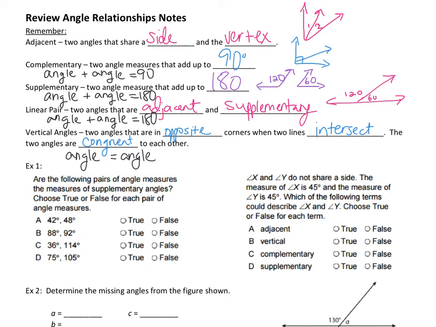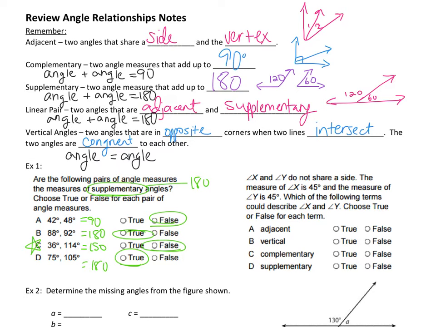Looking at example 1, we are trying to figure out if the pairs that are shown are measures of supplementary angles. So we need to add the two numbers together. So 42 plus 48 gives us 90, and that would mean that it's complementary, not 180 degrees, so that one would be false. 88 plus 92 is equal to 180 degrees, so that one would be true. And now I want you to do letter C. 36 plus 114 is 150, so that would be another false, and then the last one is 180, and that would be a true answer.